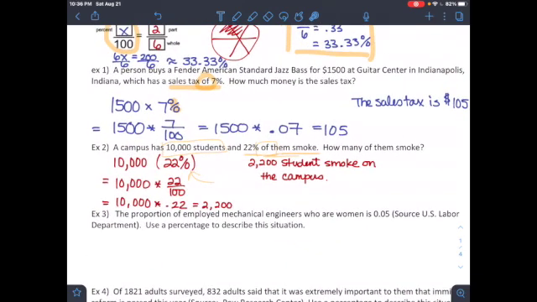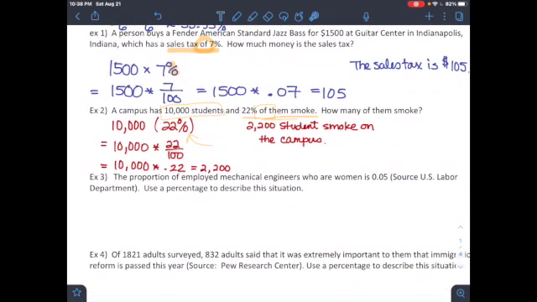That's example number 2. For example number 3, the proportion of employed mechanical engineers who are women is 0.05 in decimal. Use a percentage to describe the situation.